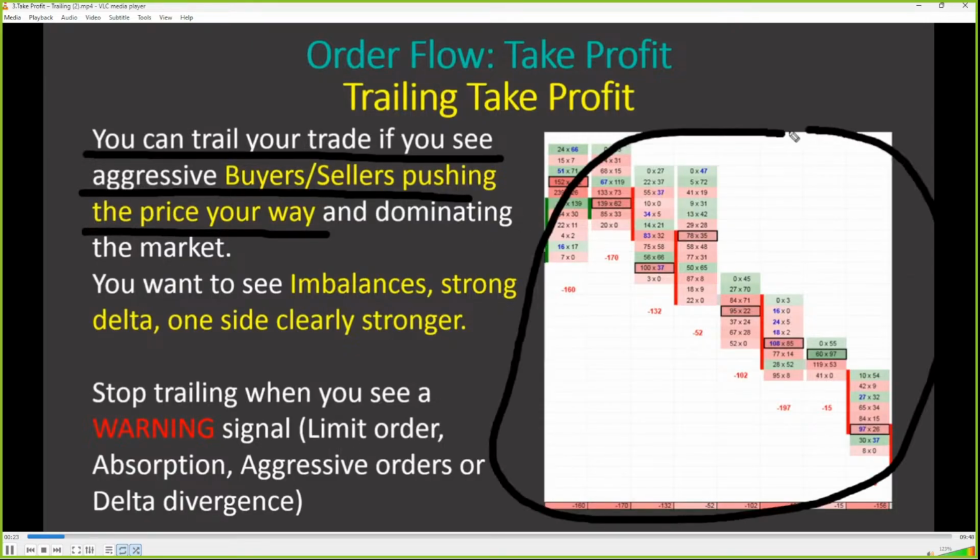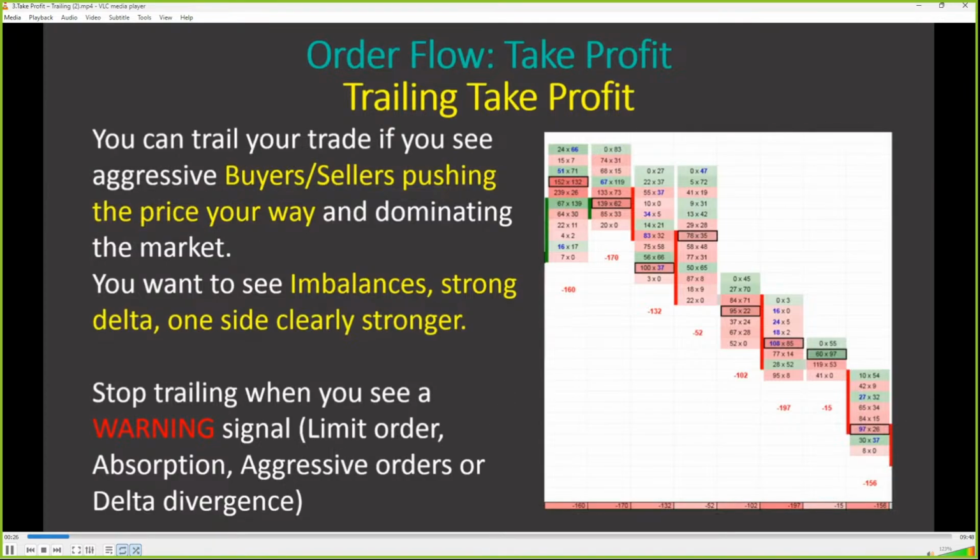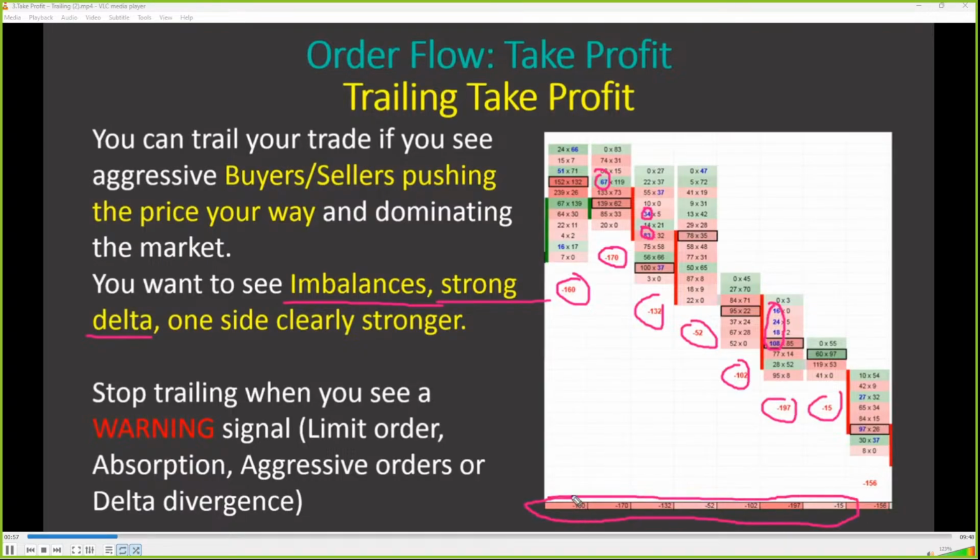So if you look at this example, then you can see that clearly sellers are way stronger in here. They are way more aggressive. You can tell it by imbalances, setting imbalances all over the place, especially in here. And you can also see it on strong delta. You can see that all those footprints have negative deltas. You can see that also in here.